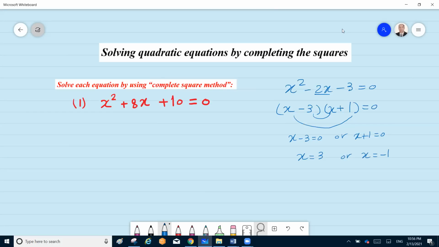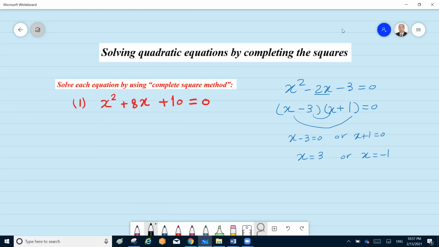But sometimes you see some expressions cannot be factored, like x squared plus 8x plus 10. You cannot factor it into two factors like this one. So for this reason, I need a new method. The method today is called completing the square. Let me show you how you can do it by a very easy and reasonable method.